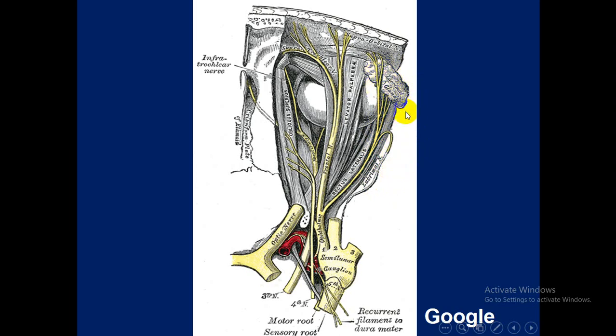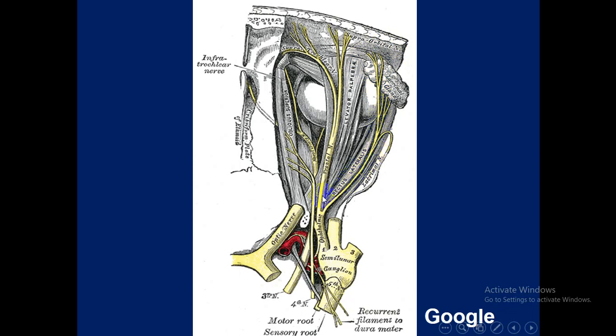So it receives postganglionic parasympathetic fibers from the zygomatic-temporal nerve which supplies the lacrimal gland. This lacrimal nerve supplies the lacrimal gland, also supplying the conjunctiva and the skin on the lateral part of the upper eyelid. Okay, then this is the second nerve.